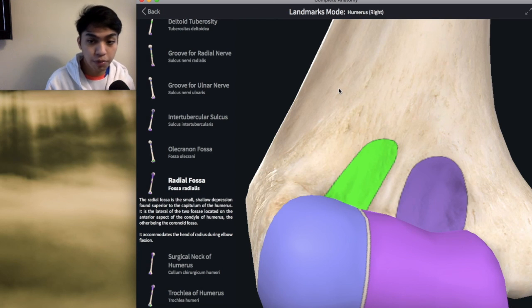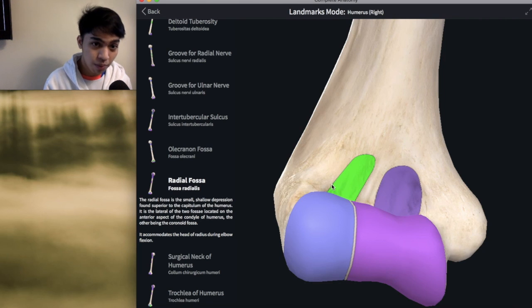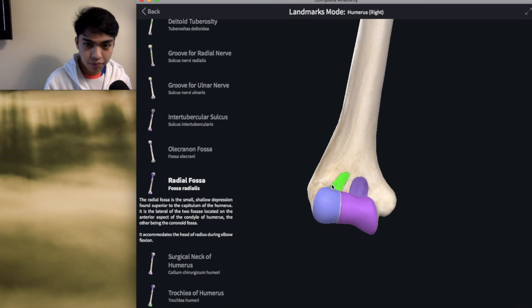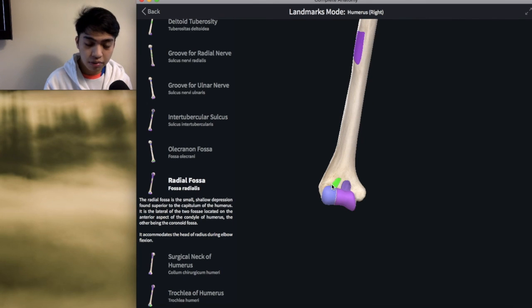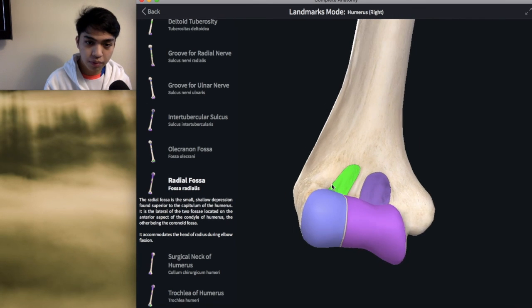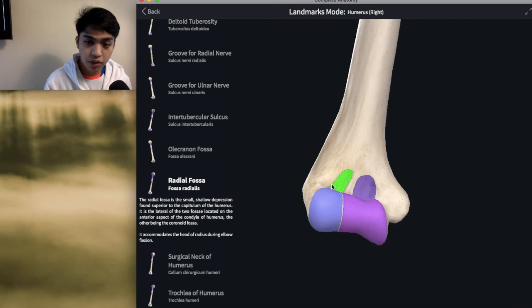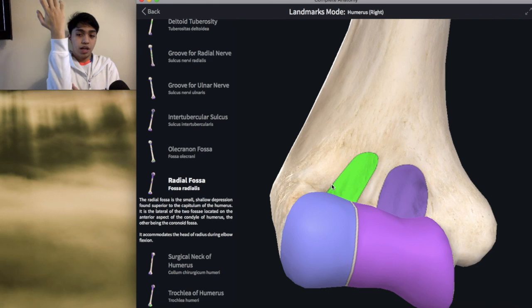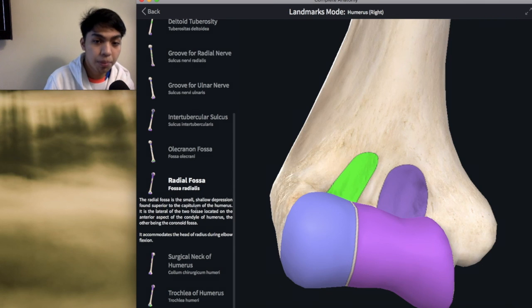Now, I'm sure that you're familiar with the radius and the ulna because they are the only bones of the forearm. The ulna is the one that corresponds to the direction of your pinky finger. Ito, the one right here, and the radius is the one that corresponds with the thumb, the direction of the thumb. So that is one way to remember it.